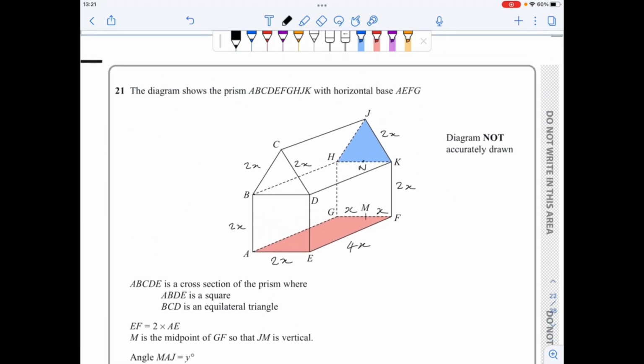Finally, I will construct the triangle AJM so that I can find the angle MAJ, which is this one. Note the height of this purple triangle is equal to 2x plus NJ, which I found in my last calculation. So let's extract this triangle as well.